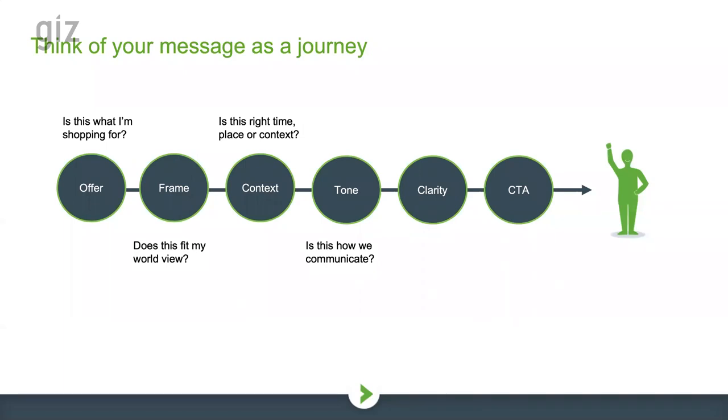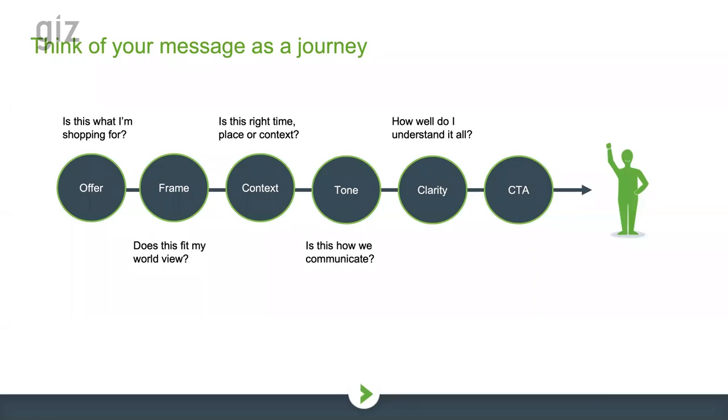And anybody that's a parent on this call knows that tone is super important when you're talking to your teenager or any of your kids. Then this is clarity. Now, notice how far down the journey clarity is. Clarity is important, but it's not the first thing. And it's often the only thing we test for and the only thing we ask about.